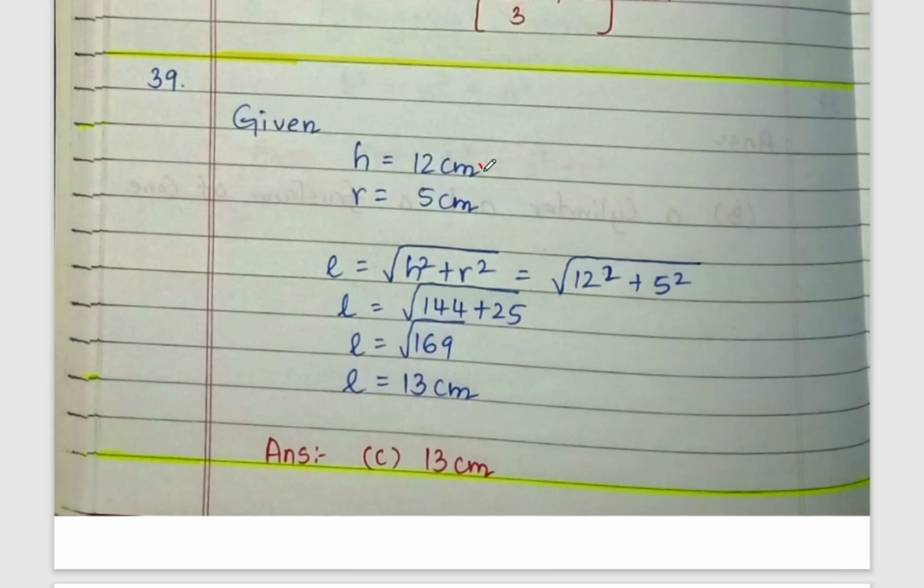L equals square root of 12 square plus 5 square. Therefore, L equals square root of 144 plus 25. Therefore, L equals square root of 169. Therefore, the slant height L equals 13 centimeter. Therefore, the correct answer is option C, 13 centimeter.